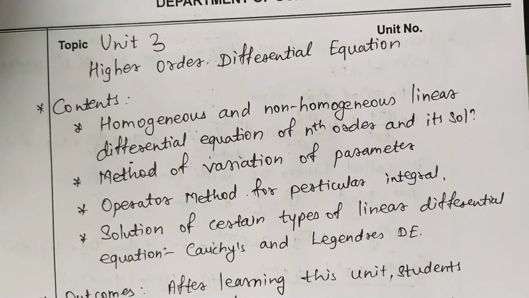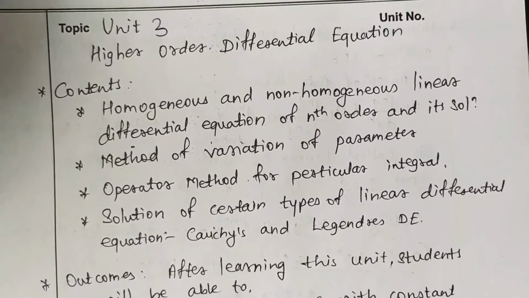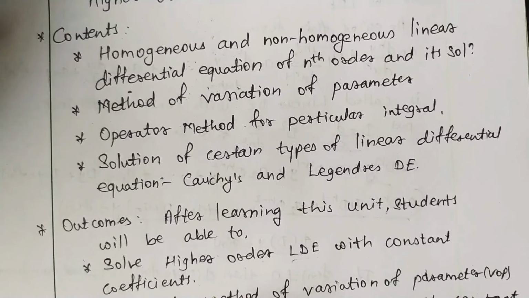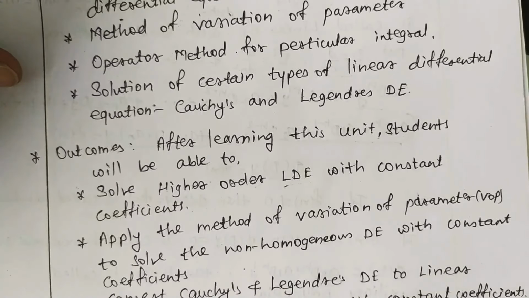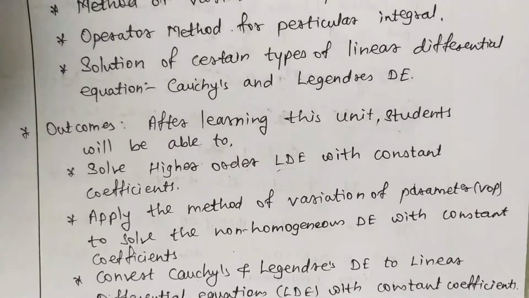Now after learning this unit, you will be able to solve the higher order linear differential equation with constant coefficient. Also you will be able to apply the method of variation of parameter to solve the non-homogeneous differential equation with constant coefficient and convert Cauchy's and Legendre's differential equation to linear differential equation with constant coefficient.